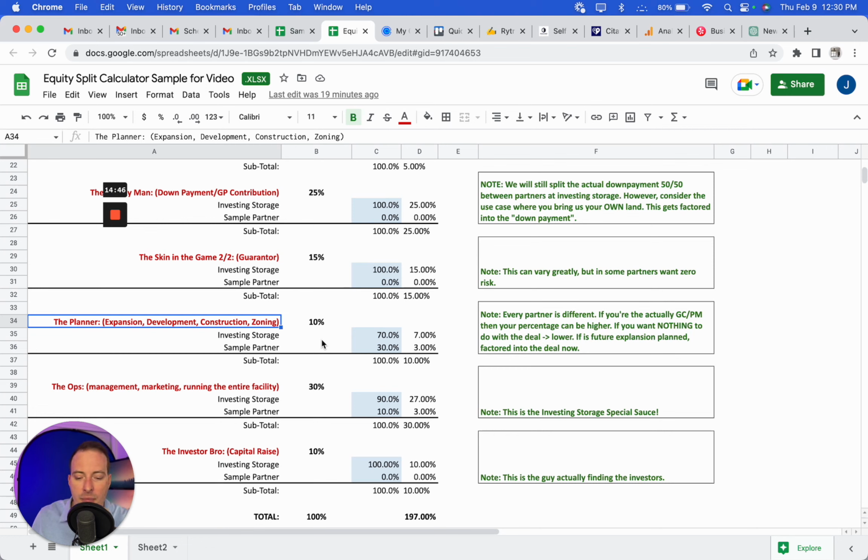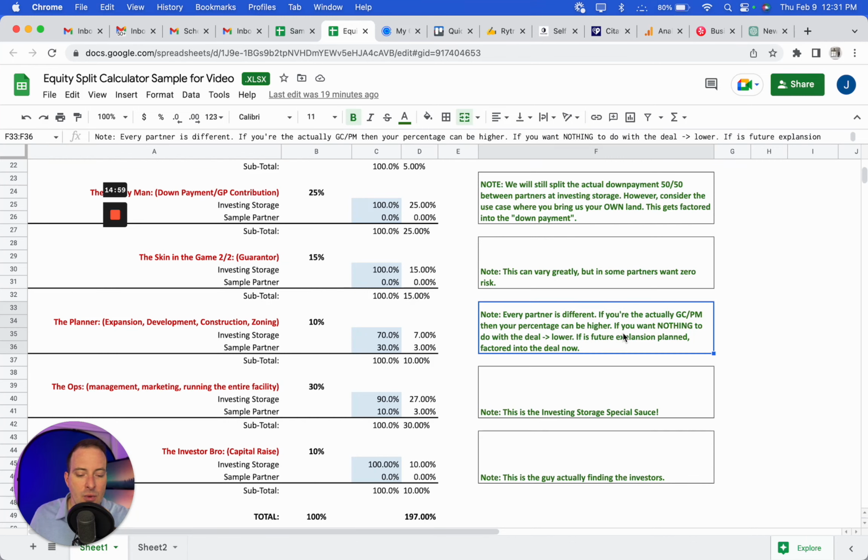So the initial expansion, development, construction, blah, blah, blah, and then the secondary. So why do I say that whole part about the secondary? Well, if you want nothing to do with the deal, you don't want to do any help on the development or nothing like that, this will be lower.